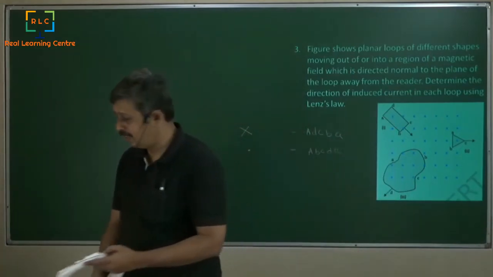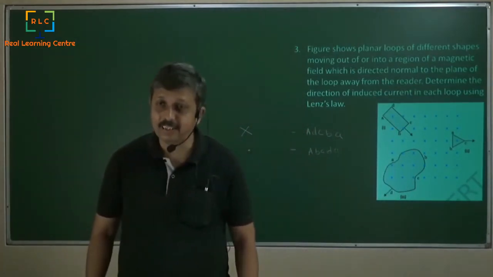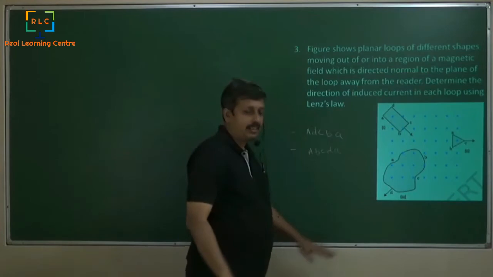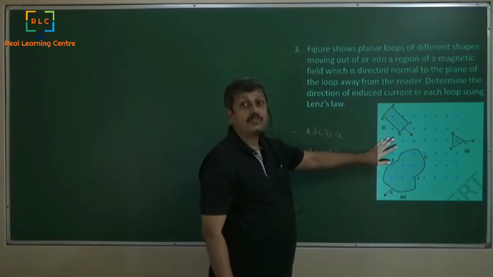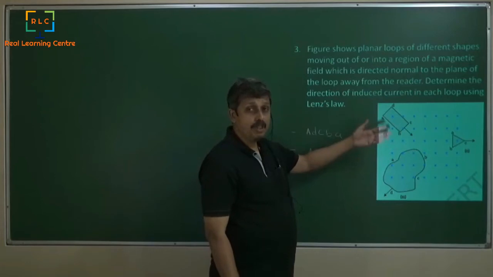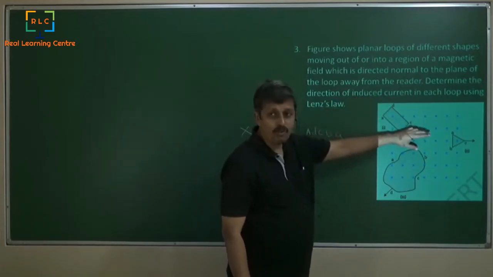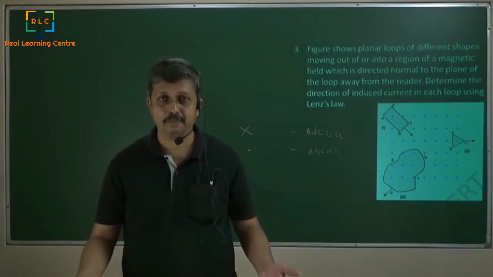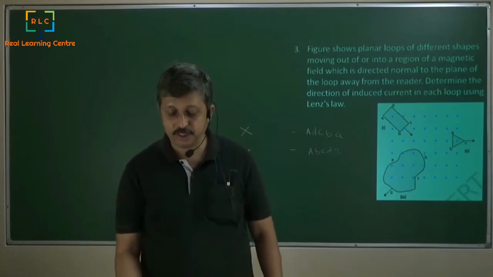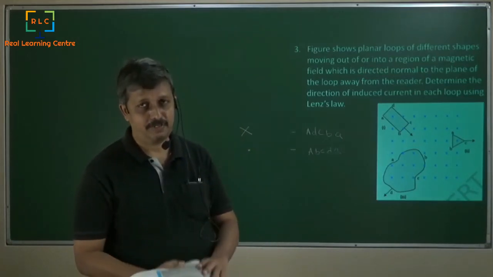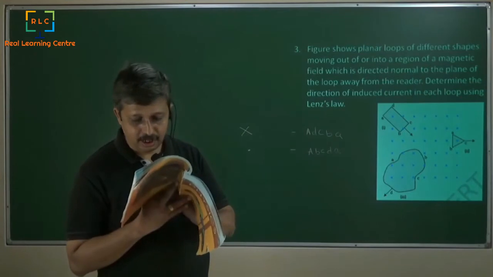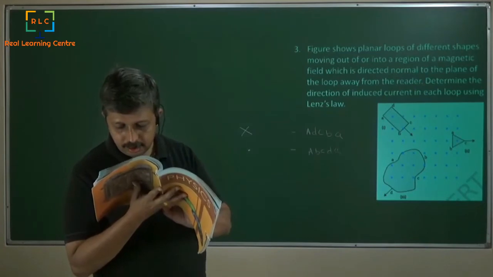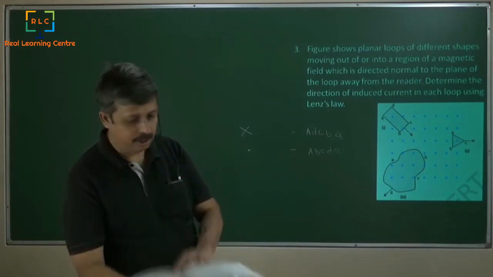If the current is in the direction of A B C D A, then it will produce a magnetic field from inside out, which would weaken the existing magnetic field. Why should it weaken the existing magnetic field? Because by moving in, we are actually strengthening the existing magnetic field, so it should do the opposite. So that is why it produces current in the direction of A B C D A, correct?